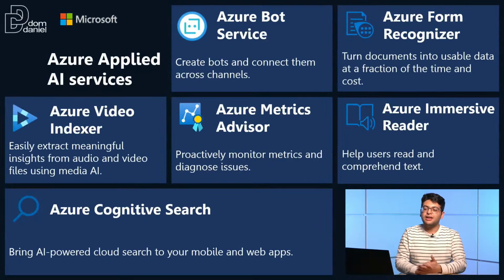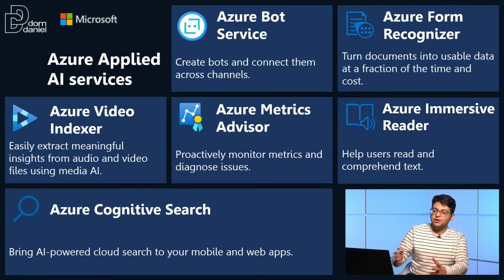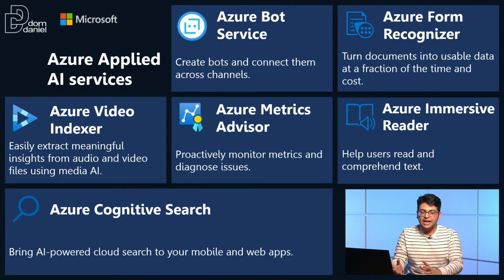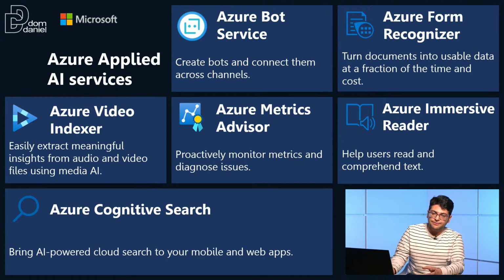So we already talked about Azure Video Indexer, which is one of the Azure Applied AI services. So today's hero is Azure Cognitive Search, and this tool provides AI-enhanced cloud search capabilities for your web and mobile applications and any applications, or you can use your search in REST API format.